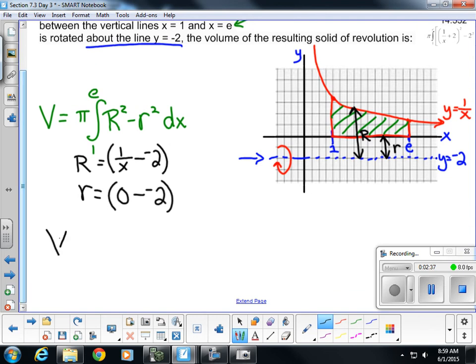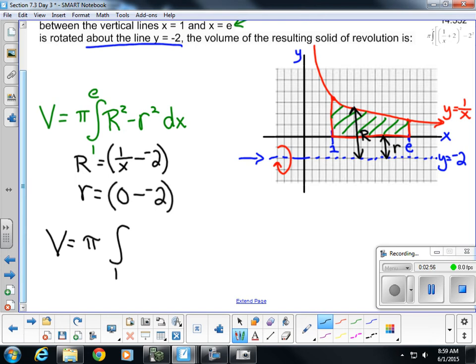So our volume equation, sometimes these equations are just asked to be written out, like write the integral equation that would solve this, and sometimes you actually have to put them in your calculator and solve them, and sometimes you have to solve them manually. So you need to be prepared to do any of those three things.